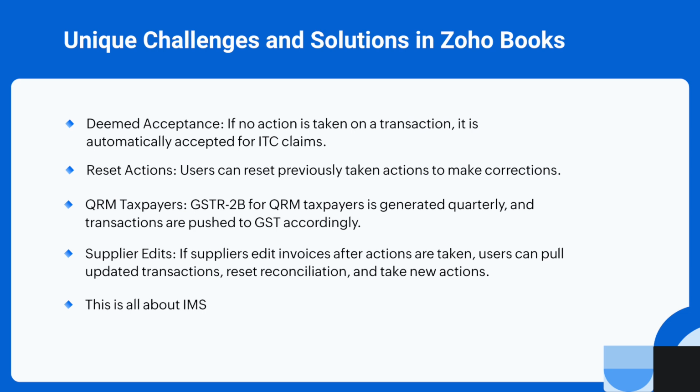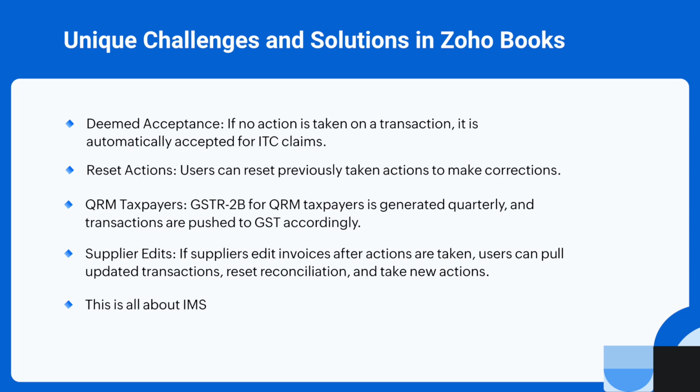The unique challenges are deemed acceptance. It means, as I said earlier, if you are not going to take action on the invoices which are displayed in the IMS, they are automatically accepted for the ITC claims. Reset action. The user can reset the previously taken action to make a correction. Let's say instead of accepting the invoice, you have marked it as rejected. If you want to make any changes, yes, you can do it.